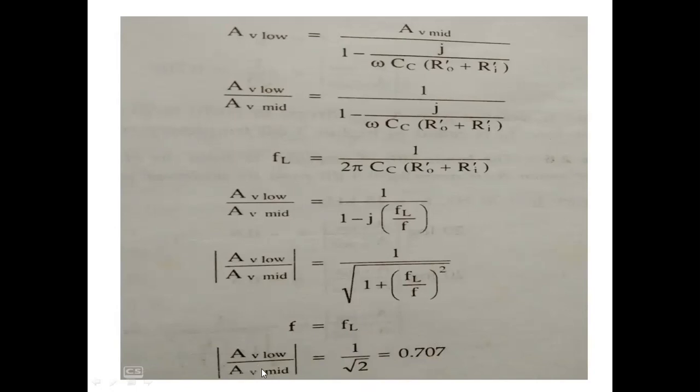So from this equation, we can say that at lower frequencies, the gain becomes 1 by root 2 times of the maximum value, that is mid frequency. That is, at lower frequencies, the gain is reduced to 1 by root 2 times of the mid frequency gain. Okay, this is the gain at lower frequencies.